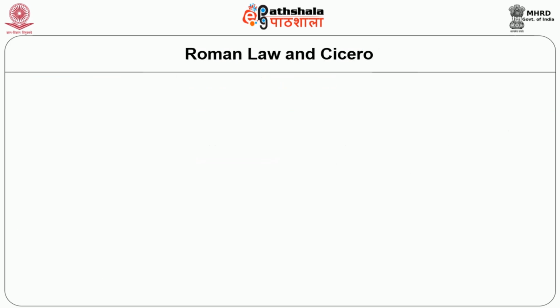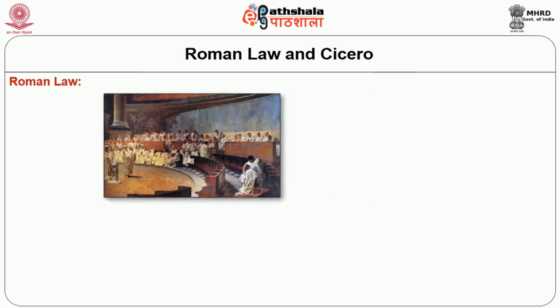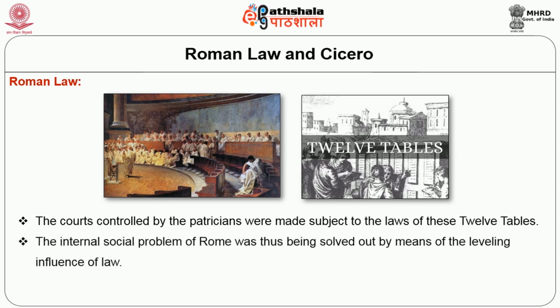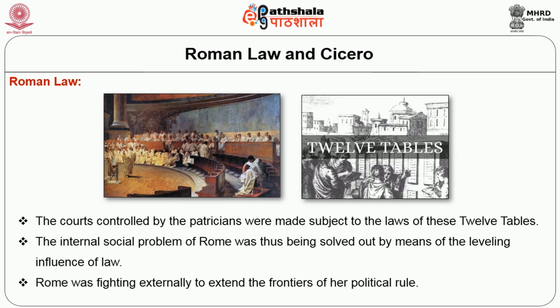Roman law and Cicero. Roman laws were codified by means of the 12 tables, and the courts controlled by the patricians were made subject to the laws of these 12 tables. The internal social problem of Rome was thus being solved by means of leveling the influence of law. Rome was fighting externally to extend the frontiers of its political rule.